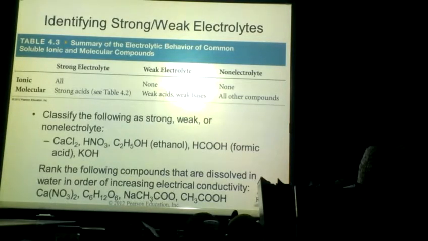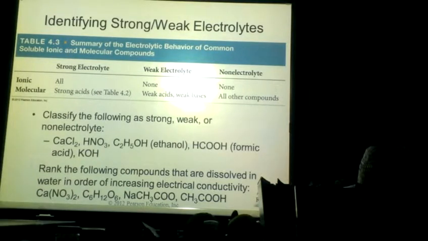Okay, the last one that I wanted you to try to identify for me or classify was on this slide. On the first part, we are classifying the following as a strong electrolyte, a weak electrolyte, or a non-electrolyte. So calcium chloride, that would clearly be an ionic compound, and all ionic compounds are considered strong electrolytes, so we'll call that a strong electrolyte. HNO3, that's a strong acid, so I consider it to be a strong electrolyte.